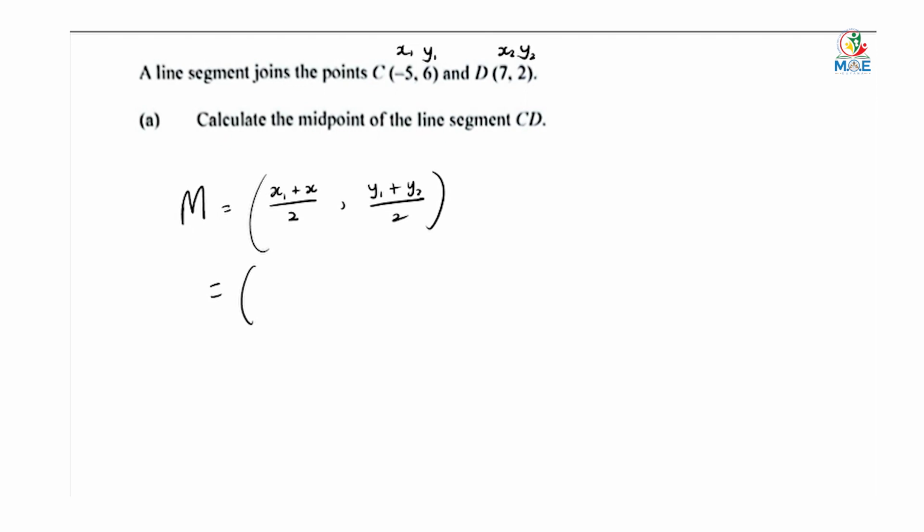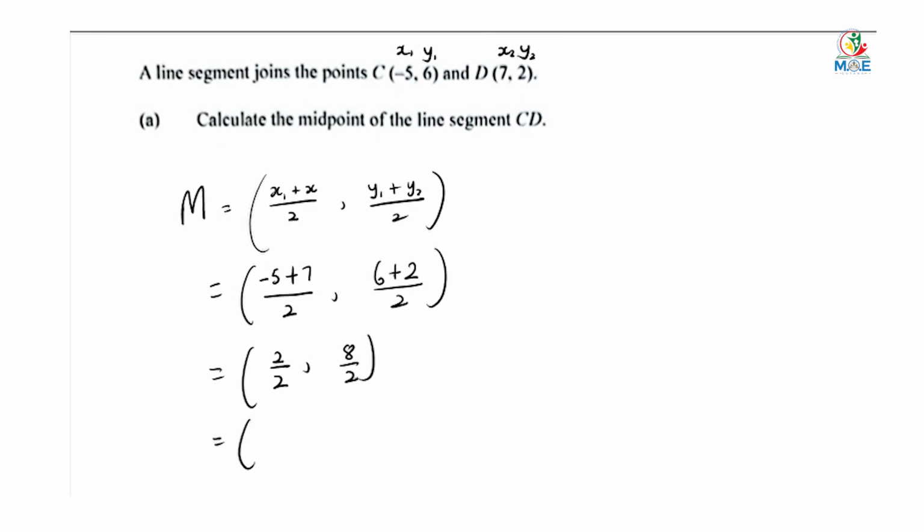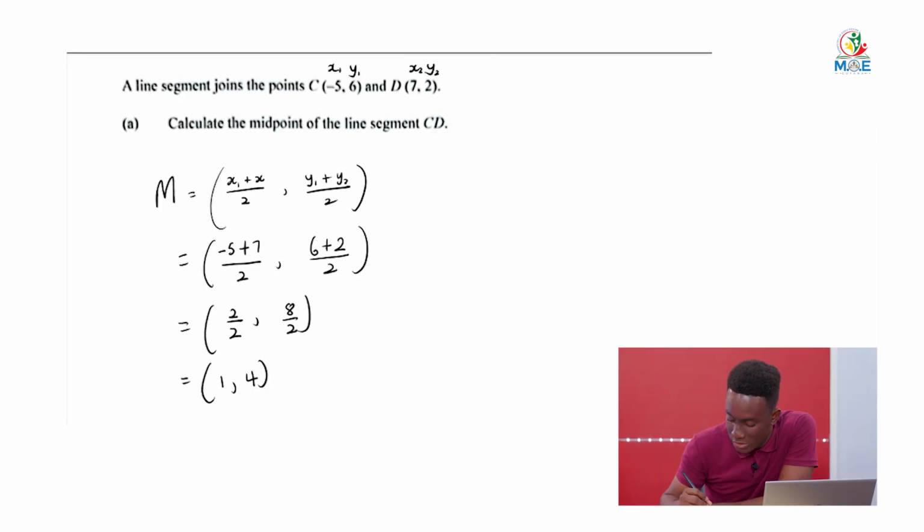So x1 would be -5 plus x2, which is 7, all divided by 2, comma, y1 which is 6 plus y2, which is 2, all divided by 2. This is equal to -5 plus 7, that would be +2 over 2, comma, 6 plus 2 is 8 over 2. So 2 divided by 2 is 1, comma, 8 divided by 2 would be 4. So the midpoint of the line segment CD would be (1, 4), as easy as that.